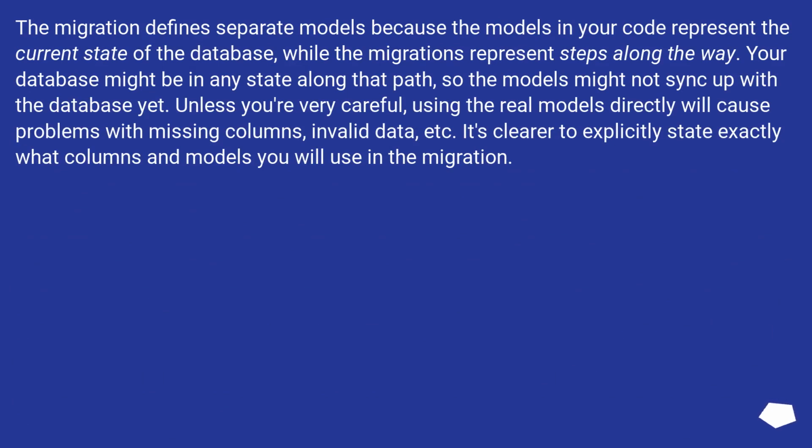The migration defines separate models because the models in your code represent the current state of the database, while the migrations represent steps along the way. Your database might be in any state along that path, so the models might not sync up with the database yet. Unless you're very careful, using the real models directly will cause problems with missing columns, invalid data, etc. It's clearer to explicitly state exactly what columns and models you will use in the migration.